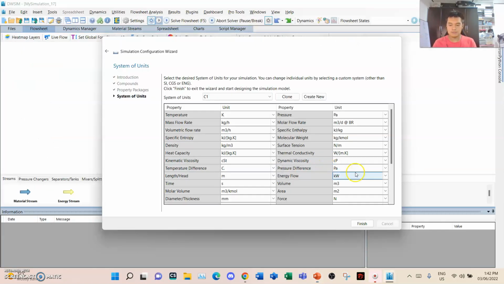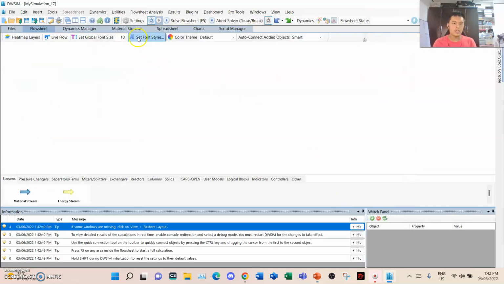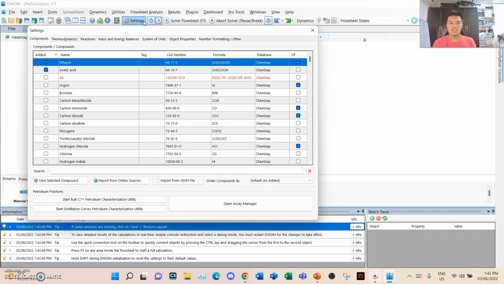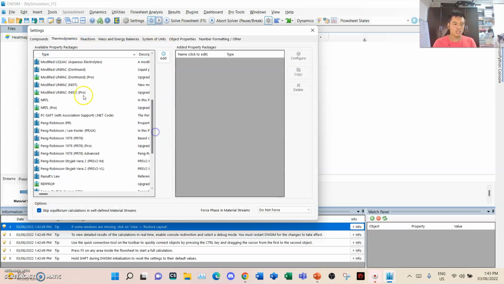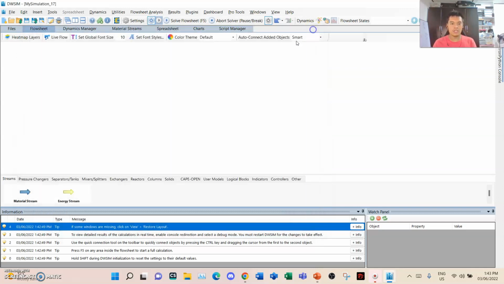And that's it. Finish. Since I forgot to add the property package here, this may be a lesson to you all: you can also edit it in the settings. Go to thermodynamics and go. I chose NRTL for liquids. Then we add it to the system. That's it. Simple as that.